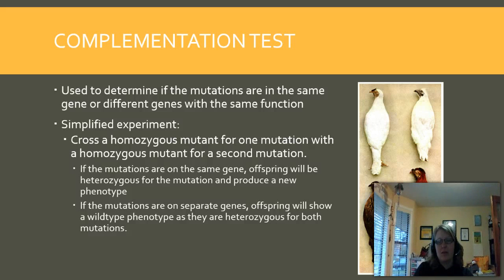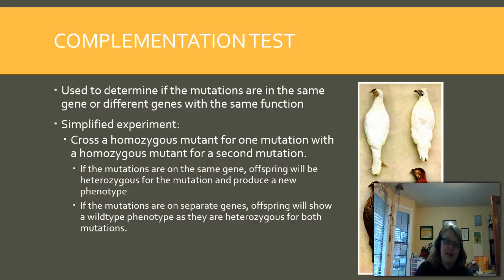So what we can do is cross 2 homozygous mutants, and then look to see what their offspring look like. If you have these 2 white chickens and you don't know if the white color is coming from the same gene, you make sure they're homozygous and cross them. If the offspring shows color, then you know that those are coming from 2 different genes, because one organism is going to have the wild type genes for one gene, and the other organism is going to have the wild type gene for the other gene. And when they cross, the offspring will have the wild type gene for both of them.